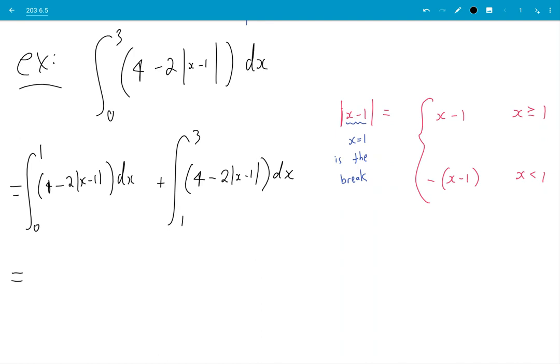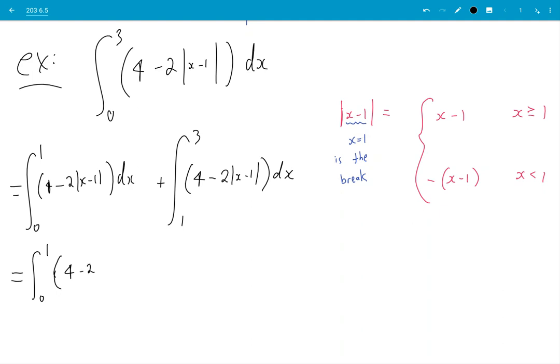Now, here's where I can get rid of the absolute value. So from 0 to 1, what is that? From 0 to 1, that is in this position, right? So that means I use this as my absolute value.